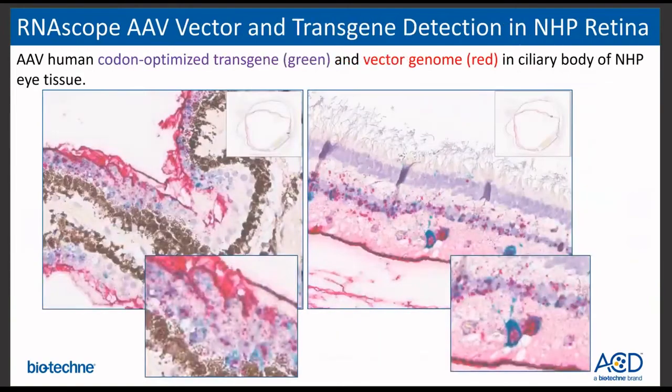Assay. Moving on, this is similar to the previous one where we detect AAV human codon optimized transgene in green, which we see as a cytoplasmic signal more so than vector genome, which is in red, in ciliary bodies of NHP eye tissue, and it's supersaturated in DNA. In DNA, I'm sorry, in the nuclei.